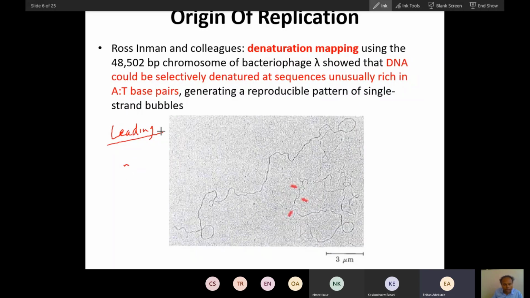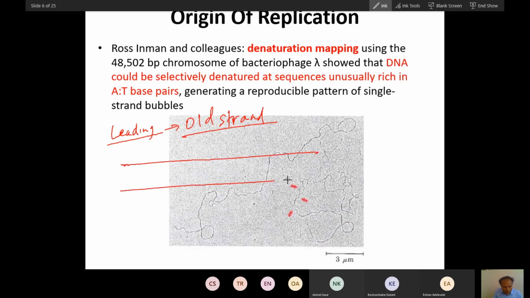So leading and lagging strand, this name is given to the old strand. Now I'll tell this. These are two old strands. You can see the one strand is from 5' to 3', and the second strand is from 3' to 5'.